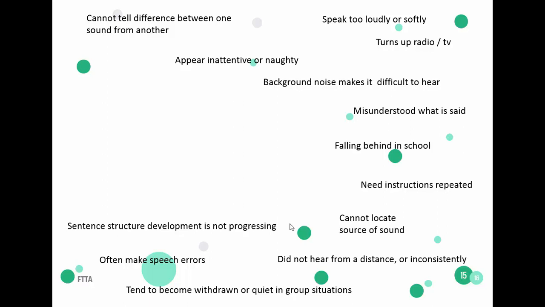Background noise can make it difficult to hear. Well, we've spoken about that effect before, the filtering problems with previous disabilities, like in dyslexia. Misunderstood what is said, falling behind in school, need instructions repeated and delivered a lot slower. Sentence structure development is not progressing. So again, the one way that we learn over time to become better at language is to hear language. So obviously, if a person is not hearing language as often or as clearly, then that would affect their ability to speak that language. And the best example of that is the programs that schools quite often use for learning a second language, and immersion is pretty much known to be the best way to learn another language.